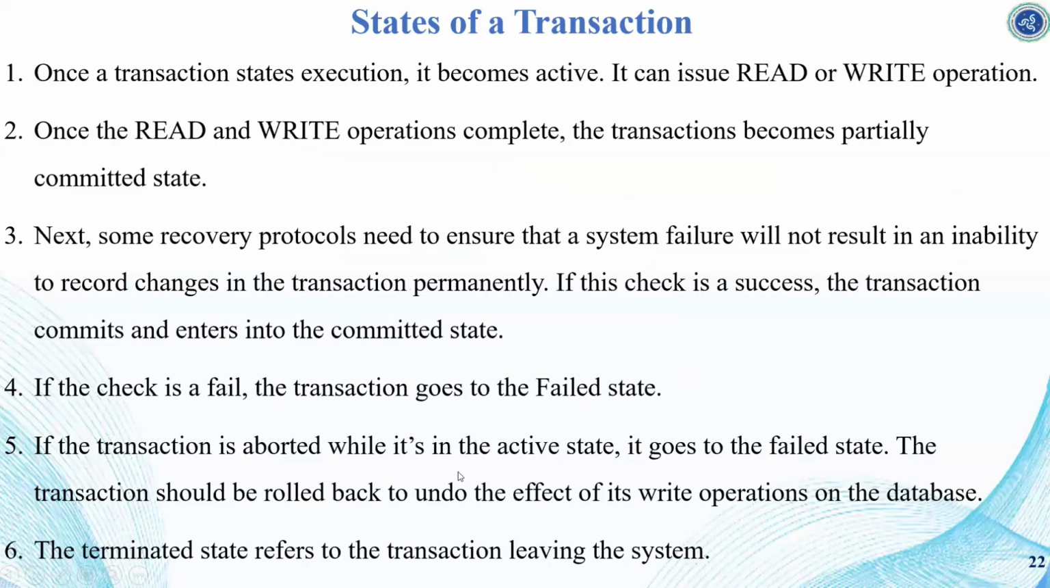Okay, from the failure state: if this check fails, the transaction goes to the failed state. Then the transaction will abort. When it aborts, any changes made to our database by that transaction will be reverted, undone, and it has to be rolled back. So that has to be done. If the transaction is aborted while in the active state, then also it will go to the failed state. The transaction should be rolled back, undoing all the effects of its write operations on the database. For any object that was written, all the write operations must be undone.